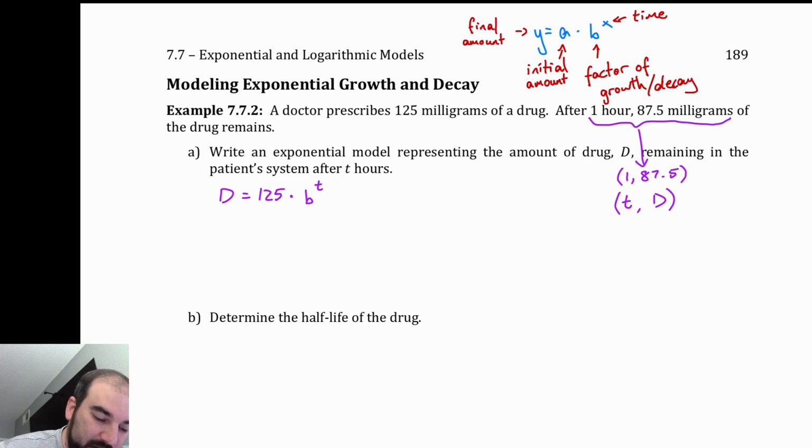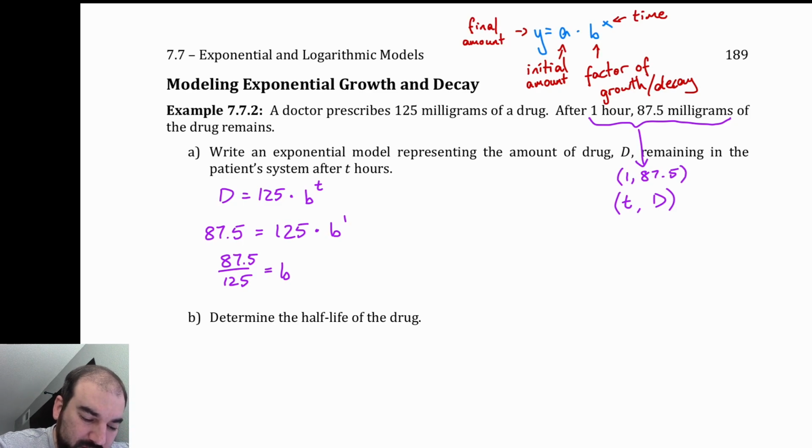So let's plug that into our original formula. So d is 87.5. There's 87.5 milligrams remaining after an hour. Our starting amount is 125 times b to the first power. Right, and now we can solve for b. This is just algebraic, we divide by 125. So b will equal 87.5 divided by 125. Right, and as far as the homework on XYZ is concerned, you probably have to use a calculator to divide that and get a decimal for b.